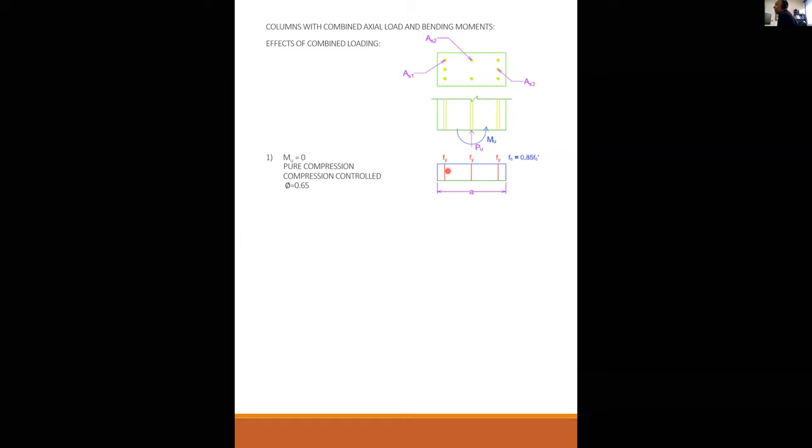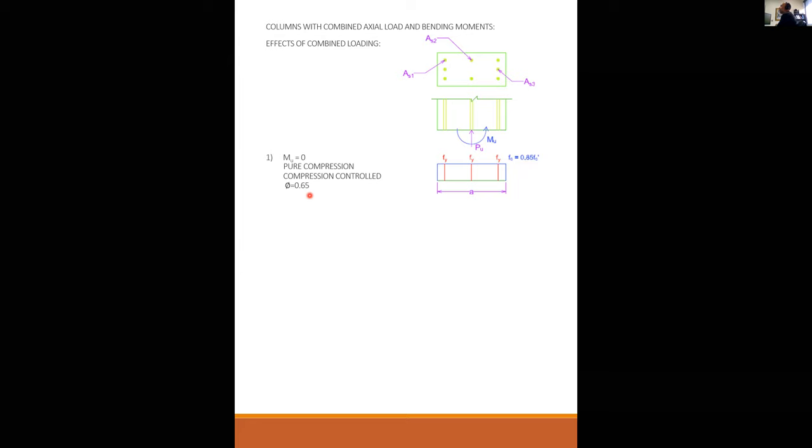And at the same time, every little molecule of concrete in the whole column is at a stress of 0.85 f'c. So in this condition, everything is yielded and phi is equal to 0.65 because you are strongly in the compression controlled region.